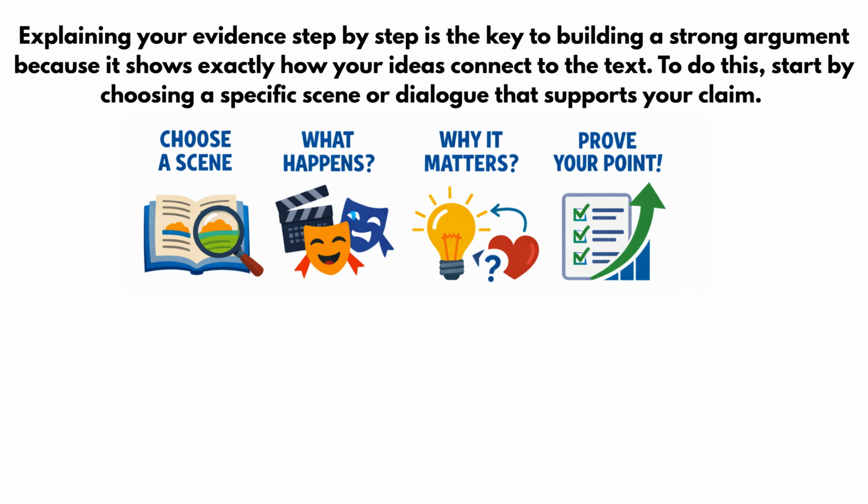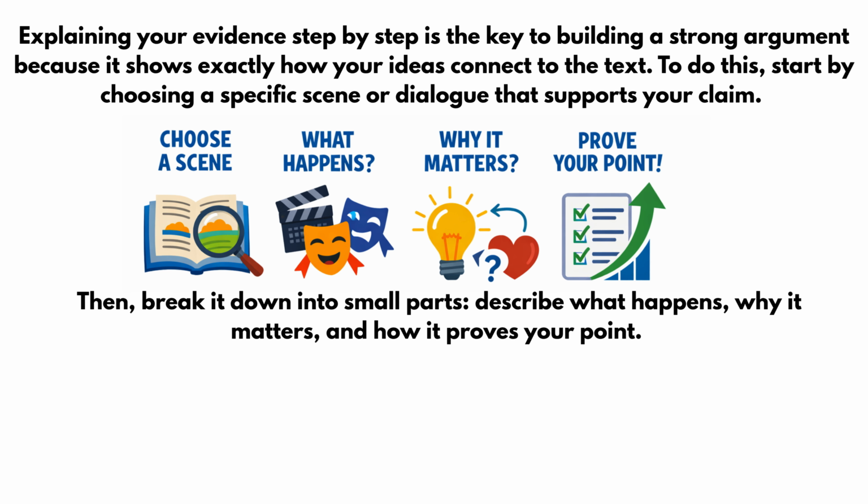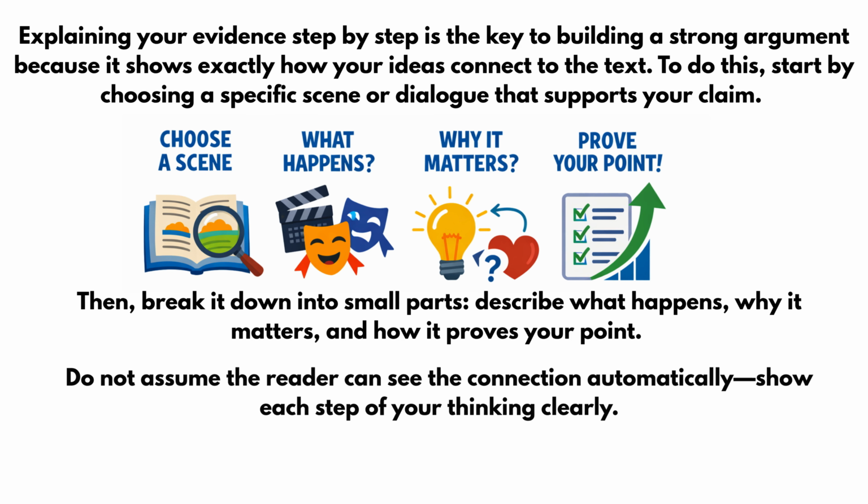Explain the evidence step by step. Explaining your evidence step by step is the key to building a strong argument because it shows exactly how your ideas connect to the text. To do this, start by choosing a specific scene or dialogue that supports your claim. Then, break it down into small parts. Describe what happens, why it matters, and how it proves your point. Do not assume the reader can see the connection automatically. Show each step of your thinking clearly.